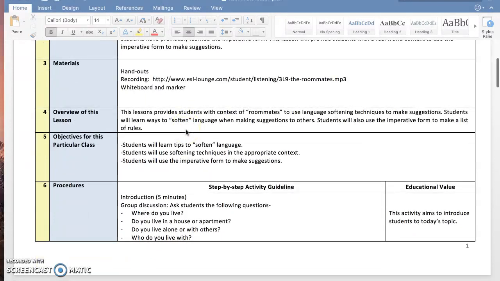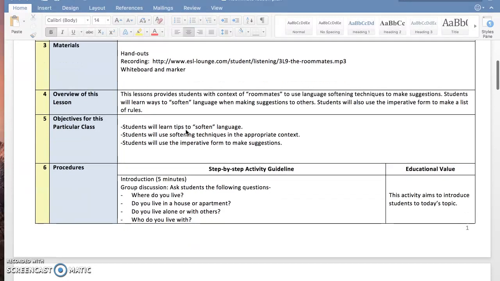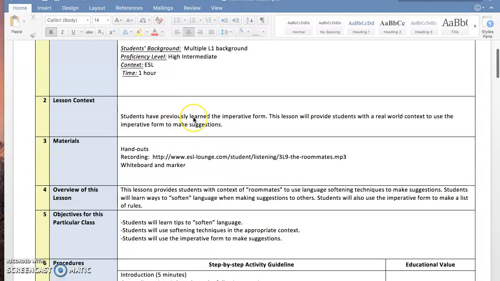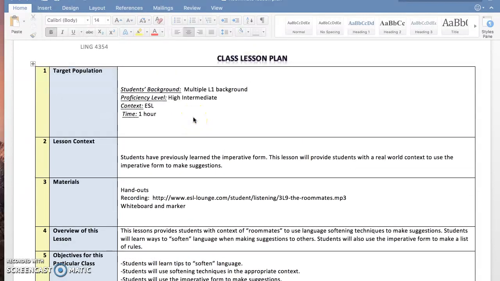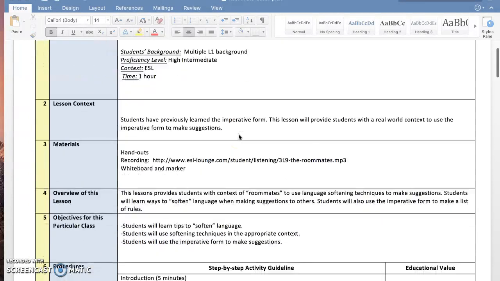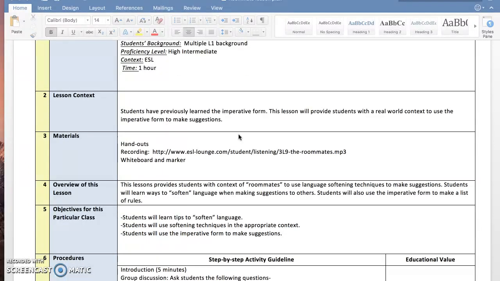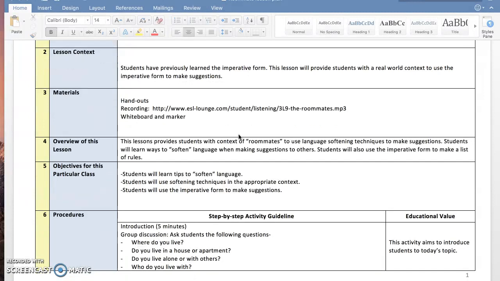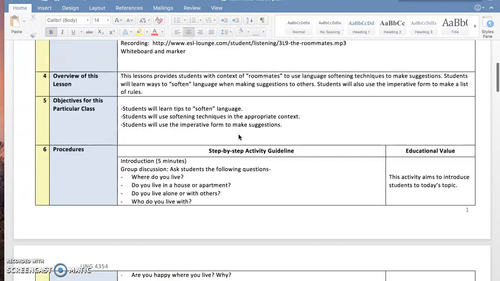And then the objectives would be that students would learn tips to soften language, then use those techniques in the appropriate context, and then they will use the imperative form to make suggestions and rules. So this context would be considered communicative because it is introducing the topic of roommates, which is a real-world situation, and it's allowing students to use the type of language they may actually use with their roommates when making suggestions or talking about rules in the household.